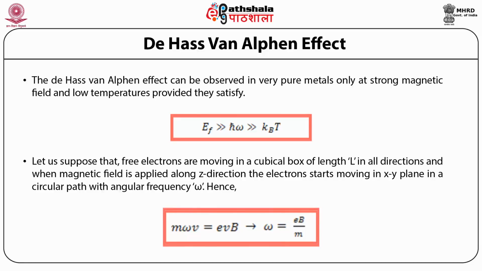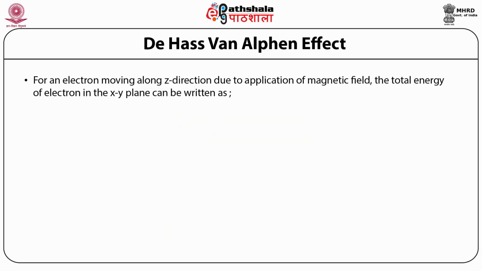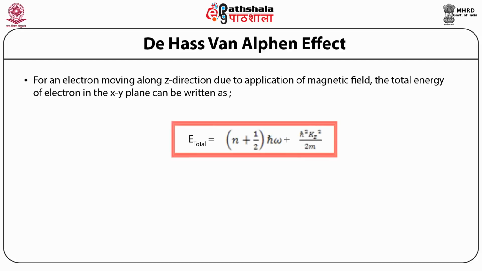This Lorentz force is just equal to the centripetal force. So basically m omega v is the centripetal force and evB is the magnetic force. So omega comes out to be e, that is the electronic charge, times B, the magnetic field, over small m. Now for an electron moving along the z direction, due to application of the magnetic field, the total energy of the electron in the xy plane can be written as the sum, E total equal to E perpendicular plus E parallel.